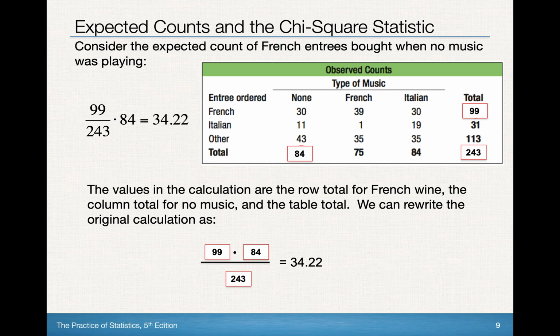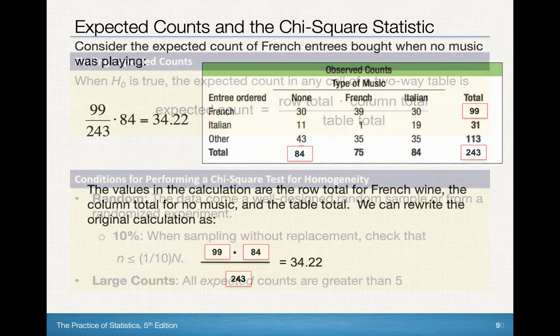Okay, and it's row total times column total over table total. And you don't have to show your calculations on your exams. You just have to write the expected values in a matrix on your exam and say, here are my expected values, and they are all bigger than 5. Okay, that's one of your conditions.